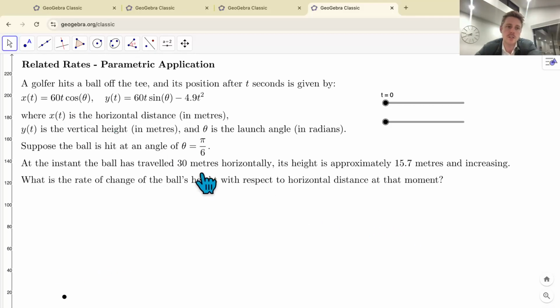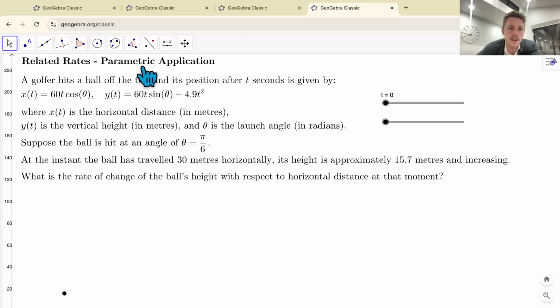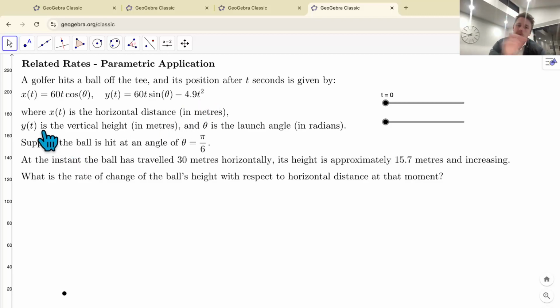So a golfer hits a ball off a tee, and its position after t seconds is given by x of t equals 60t cos theta, and y of t equals 60t sin theta minus 4.9t squared, where x of t is the horizontal distance in meters, y of t is the vertical distance in meters, and theta is the launch angle in radians. Now we're going to suppose that the ball is hit at an angle of theta equals pi on 6. So it's hit at an angle of 30 degrees.